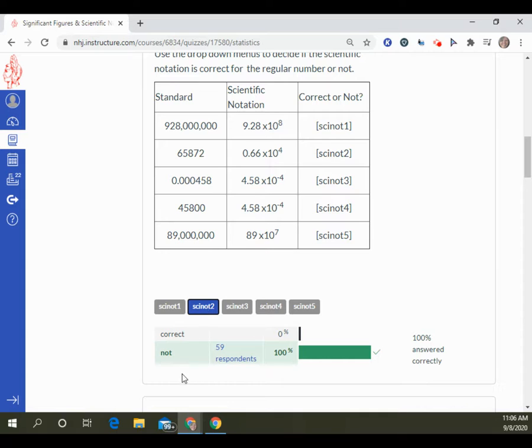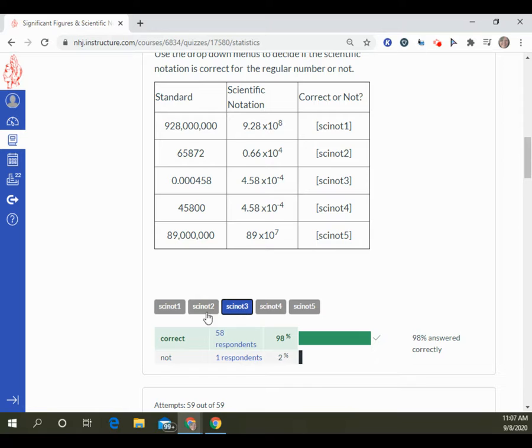The second one is not correct, and everyone who took the test got that one right, so I don't need to talk about it very much. But the first factor is not between 1 and 10 for starters, and that is what is wrong with that. The exponent, 1, 2, 3, 4, would be correct if they had the correct first factor. Most people got the third one right, and it is correct because 4.58 is between 1 and 10, and negative 4 shows that this number is less than 1, and we would move this decimal place 1, 2, 3, 4 places to make the first factor between 1 and 10.